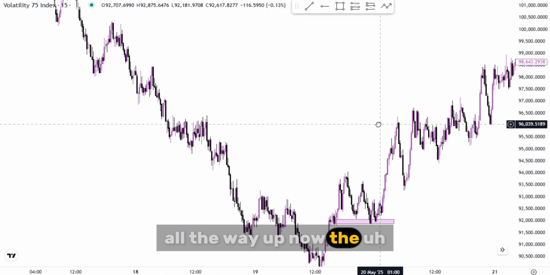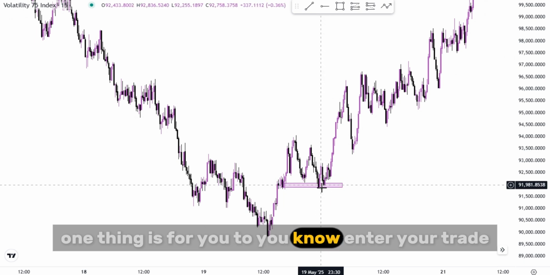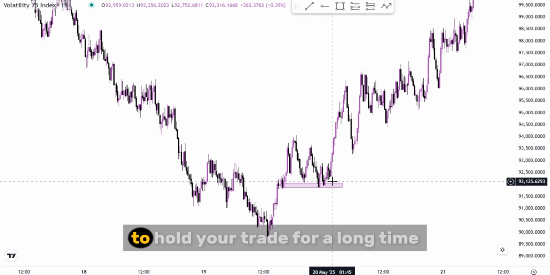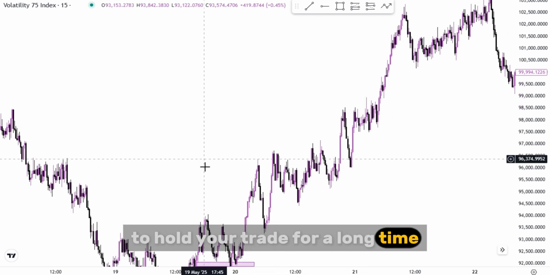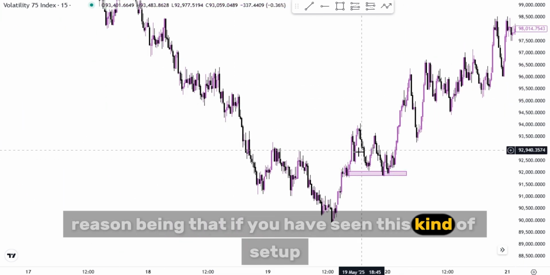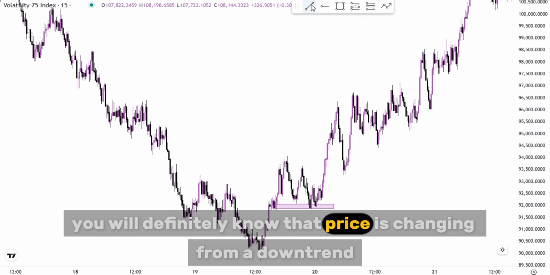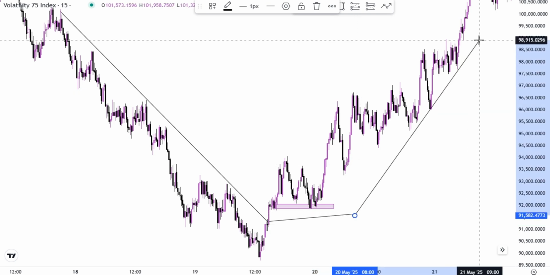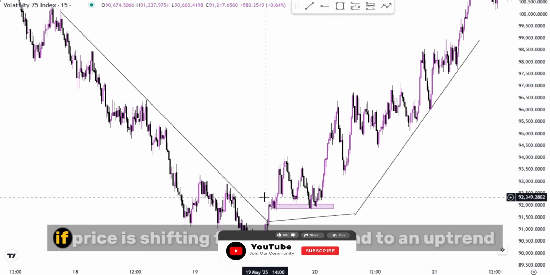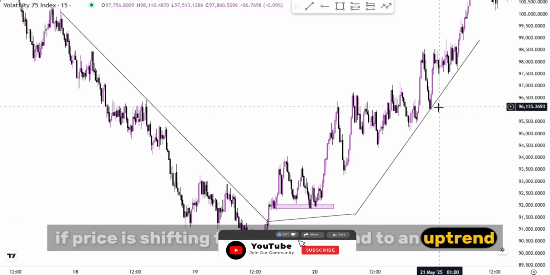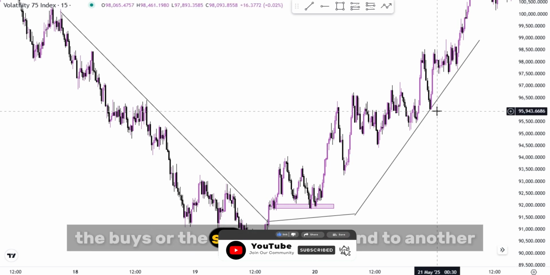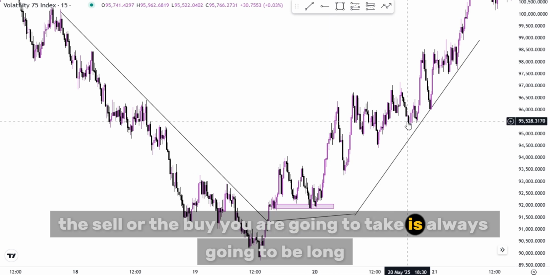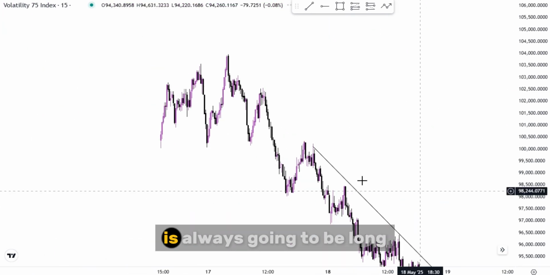Now, one thing is for you to enter your trade. The other thing is for you to have the patience to hold your trade for a long term. Reason being that if you have seen this kind of setup, you will definitely know that price is changing from a downtrend to an uptrend. It's a very simple thing. If price is shifting from a downtrend to an uptrend, the buy or the sell you are going to take is always going to be long.